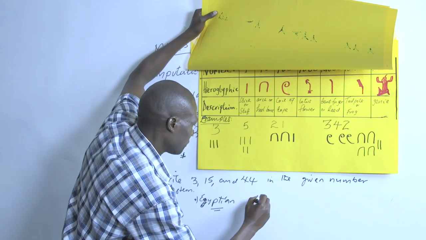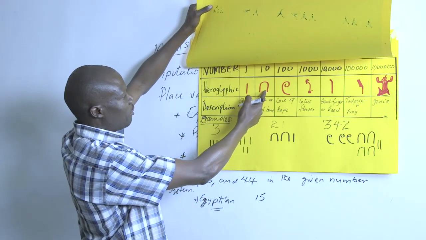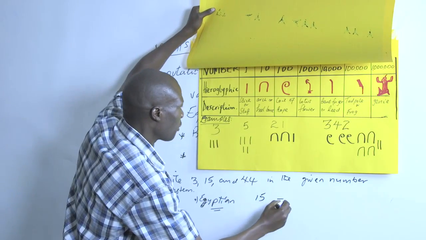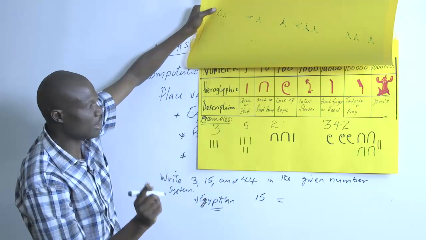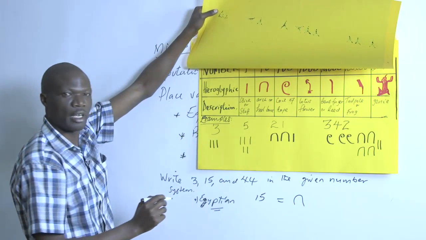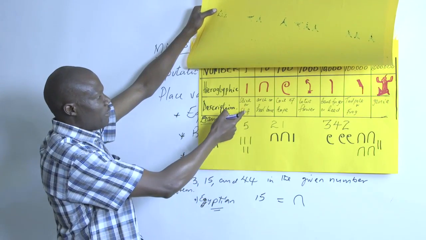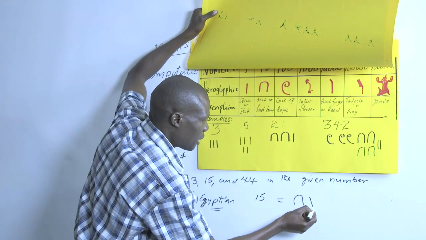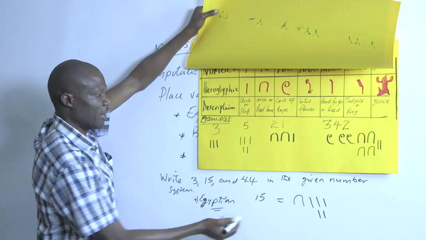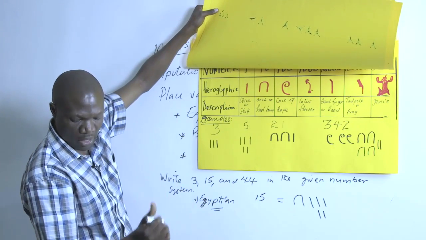For 15, in the Egyptian number system, we shall look at this. We have the value of 10. We don't have a 5, but we have a 1. So we shall require 1 arc, which stands for 10. That is a 10. And then to make it 15, we shall require 5 sticks. So we have the first, second and third, and then the other 2 down here. So this one stands for 15 in the Egyptian number system.